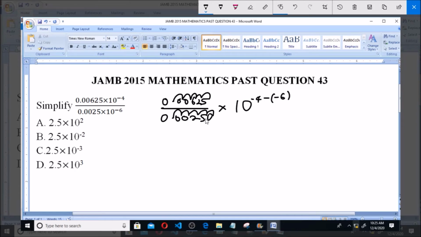So we have a 0 here. So we have 625 all over 250 multiplied by 10 raised to the power of minus 4. Minus times minus will give us plus 6. So 625 divided by 250 will give us 2.5 multiplied by minus 4 plus 6 will give us plus 2. So 10 raised to the power of 2.